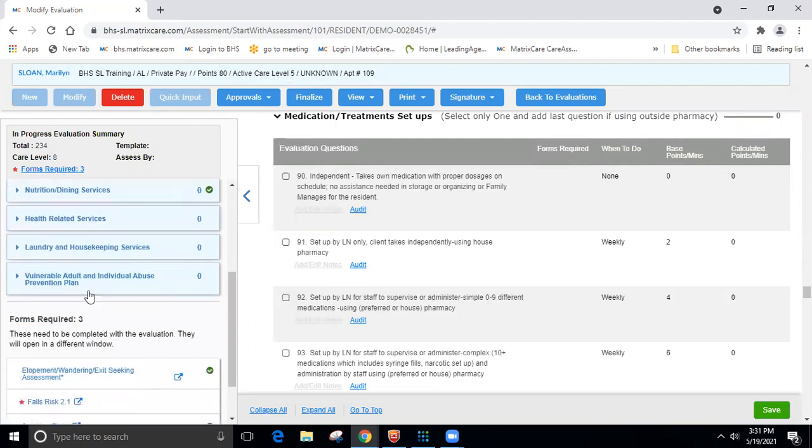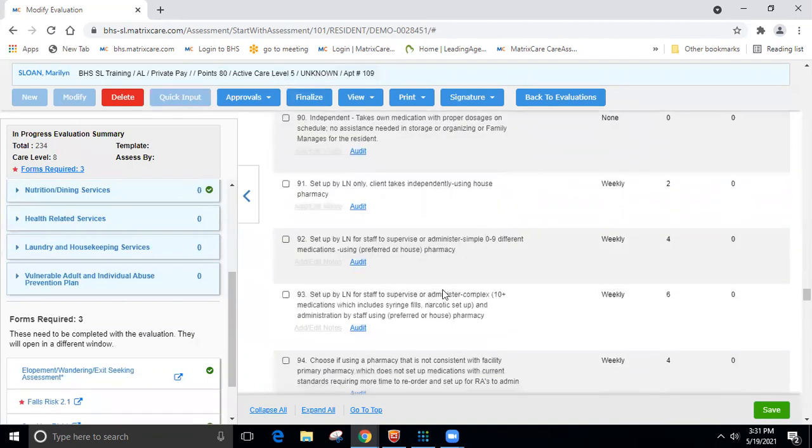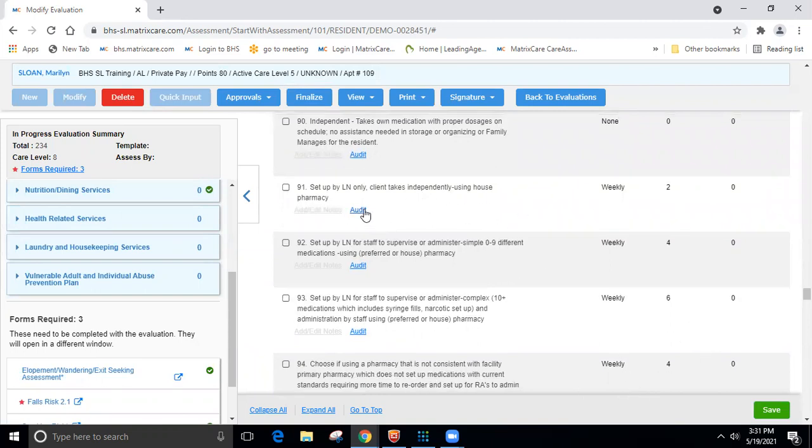So now we're going to move into health-related services. Health-related services, the first section is the medication treatment setup. You can select one unless they're having an outside pharmacy, that would be an additional 4 points. Again, this is a weekly service.